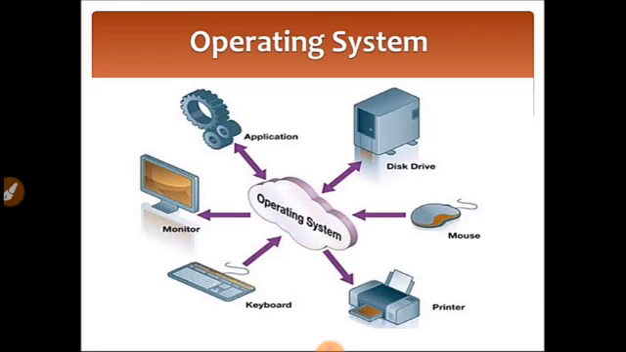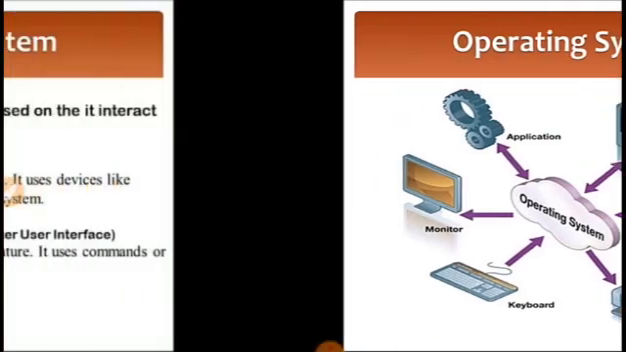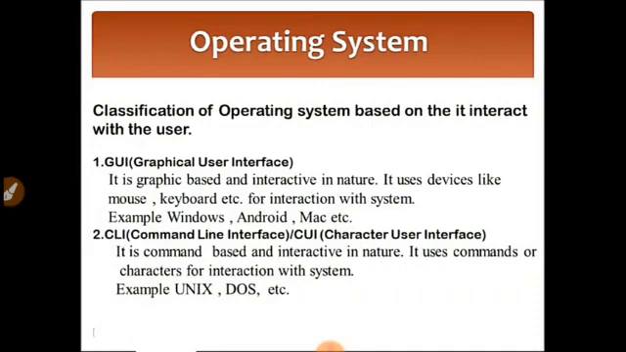There are basically two types of operating systems: the first is GUI and the second is CLI or CUI. GUI means graphical user interface. It is graphics based and interactive in nature. It uses devices like mouse, keyboard, etc. for interaction with the system. Examples are Windows, Android and Mac. I think everyone is using an Android phone, so they know that when they click somewhere, the work gets done.